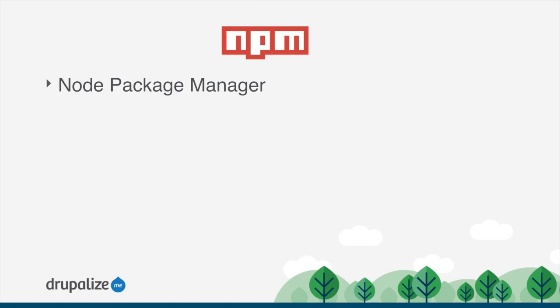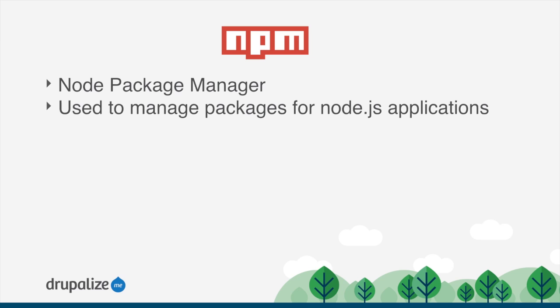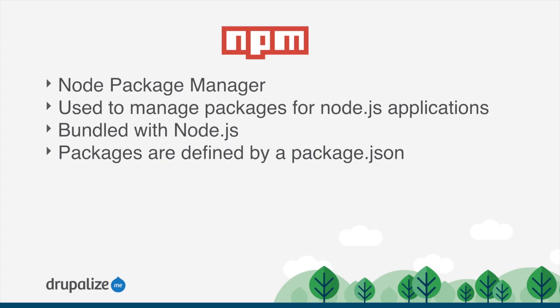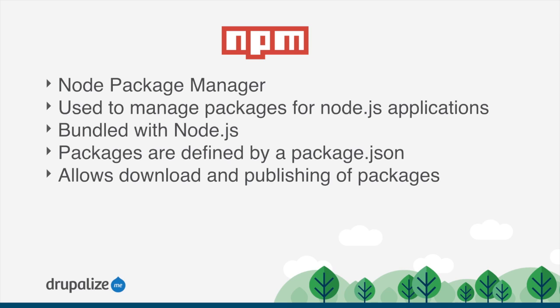NPM stands for Node Package Manager, and it's used to manage packages for Node.js applications. So packages are basically just dependencies. You can think about them much like you would a Drupal module. NPM comes bundled with Node.js, so when you install Node.js, you'll actually also have NPM installed. Packages are defined by a package.json file inside the package directory. NPM itself allows you to download and also publish packages for other people to use.